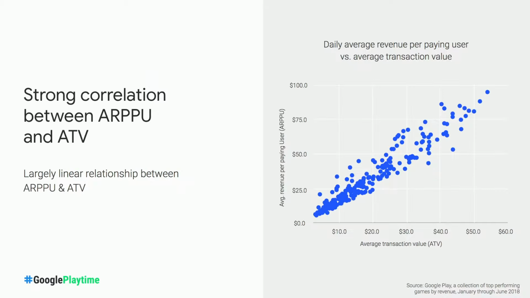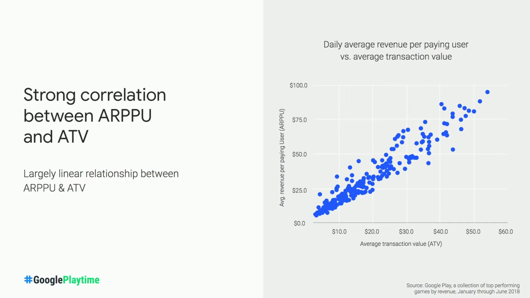So what you're looking at here is average revenue per paying user on the y-axis, with average transaction value on the x-axis, and each blue dot is representing a top game on Play. Now yes, this is game data, but it is also true for apps as well. And what we can see is that the relationship is largely linear. So if you can get users to pay a larger price per transaction, then your average revenue per paying user will likely go up. And that makes a lot of sense, right?